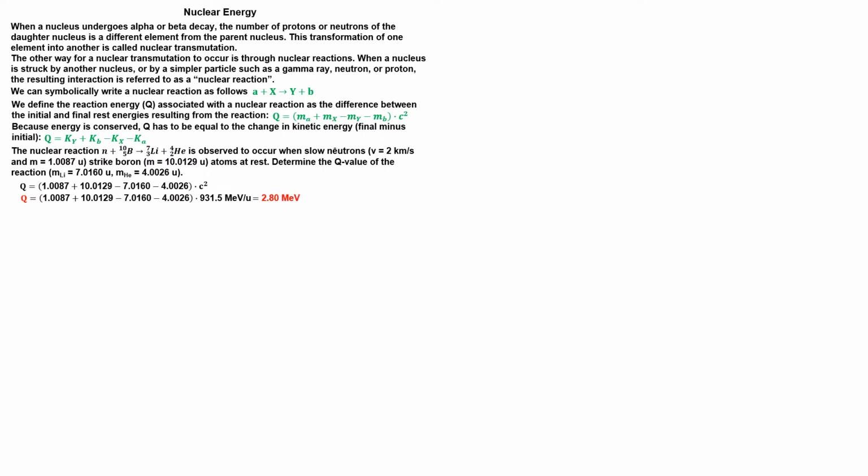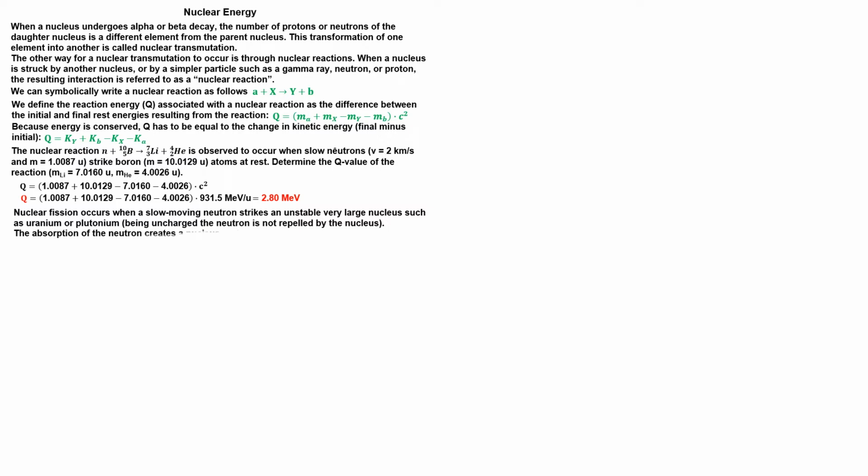Now let's study a particular type of nuclear reaction, nuclear fission. Nuclear fission occurs when a slow-moving neutron strikes an unstable very large nucleus, such as uranium or plutonium. Being uncharged, the neutron is not repelled by the nucleus. The absorption of the neutron creates a nucleus that is unstable and can change to a lower energy configuration by splitting into two smaller nuclei.